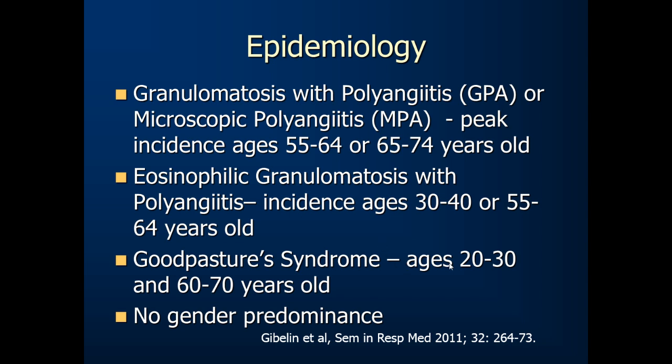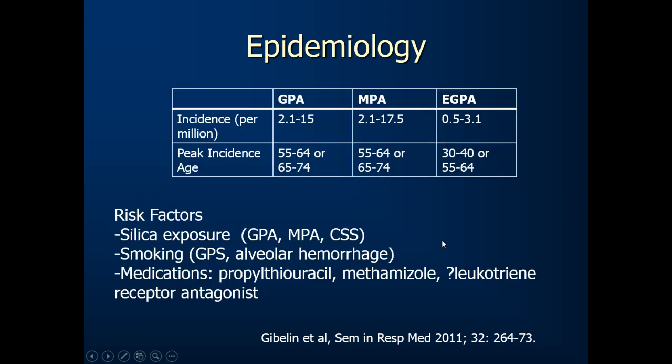In terms of epidemiology, GPA and MPA patients tend to be on the older side, whereas for eosinophilic granulomatosis, you have a younger and a little bit older proportion. There's no gender predominance. In terms of incidence, what's listed as most common is GPA, and it certainly does have the highest amount of pulmonary involvement as well. Risk factors: silica exposure, potentially smoking, although that's more so in alveolar hemorrhage, and then specific medications. There's still some controversy over the leukotriene receptor antagonists, specifically in EGPA or Churg-Strauss.